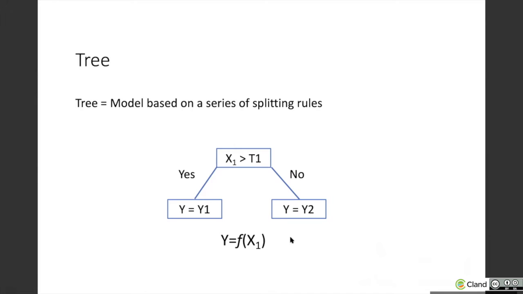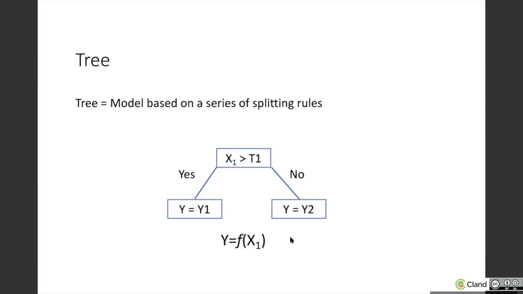It is based on one input, x1, and it calculates one output y as a function of x1. This tree considers that the output y is equal to y1 if x1 is higher than t1. And it considers that y is equal to y2 if x1 is lower than t1. t1 is one threshold. And this very simple model has three parameters, t1, y1, and y2. And here, the output can take only two values, y1 and y2.